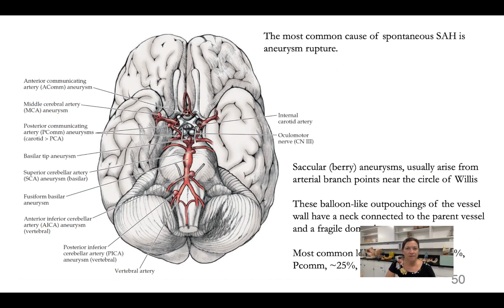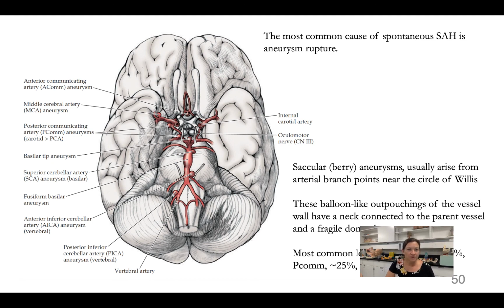Now, the most common cause of a spontaneous subarachnoid hemorrhage, so without trauma, is the rupture of an aneurysm. And aneurysms are just outcroppings or outpouchings of a vessel that create a spot of fragility. So saccular or berry aneurysms typically arise at branch points, and often they're near the circle of Willis.